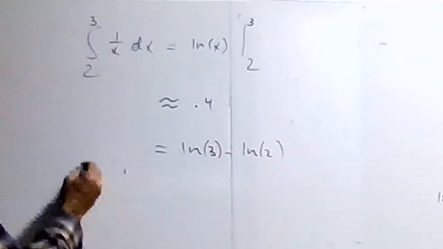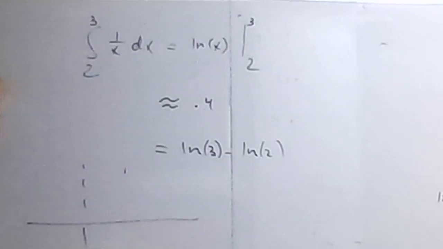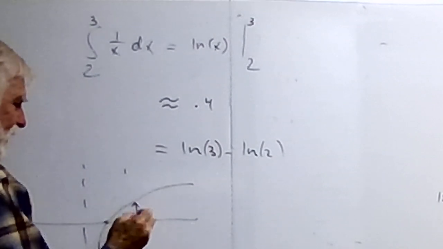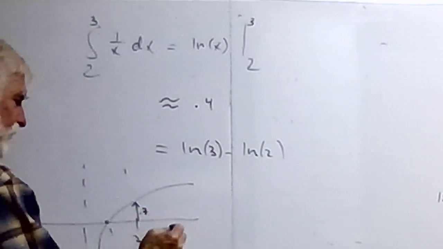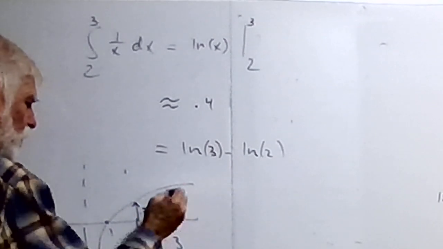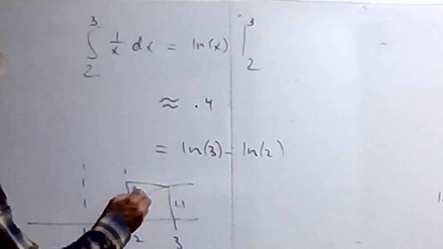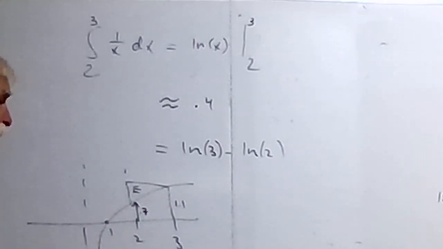A quick sketch of the ln function. Here's the x-axis. So here's 2, here's 1. The ln of 1 is 0. So that's a height of 0.7, and 3 is a height of 1.1. So what would that width be? 1 times 1.1 is a big rectangle, 1.1 units of area. A good drawing would say that this is a big overestimate.